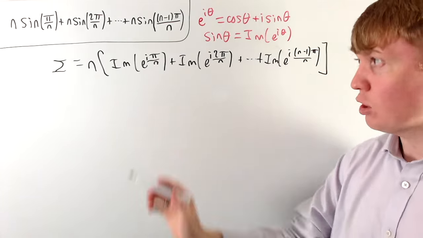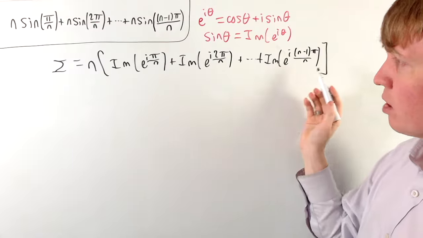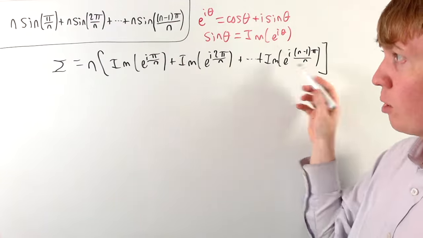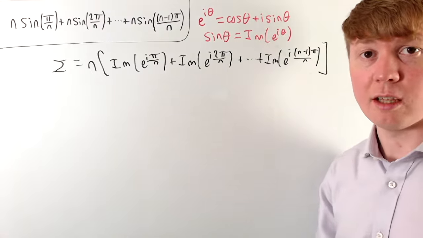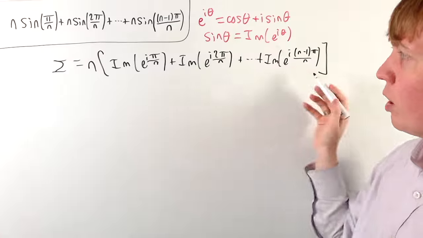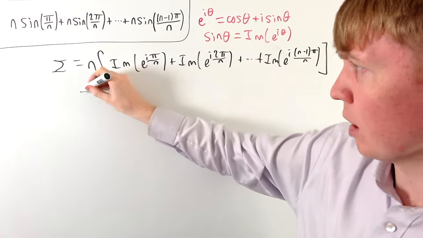Now if you have the imaginary part of lots of different complex numbers all added together, this is the same procedure as adding up the imaginary parts separately. So you could check this with a plus bi, add this to c plus di, and the same works with any finite sum like this.